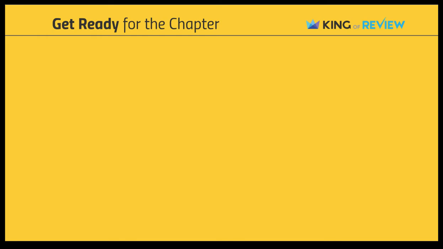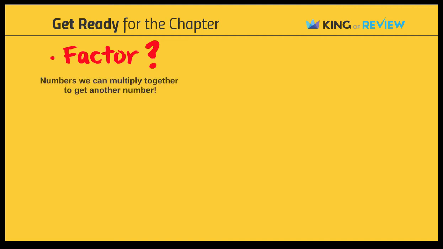Let's get ready for the chapter. Then, what is a factor? What does the factor mean in algebra? Firstly, factors are numbers we can multiply together to get another number. Here, we have an example: 2 times 3 equals 6. In other words, 6 consists of these 2 and 3. It's kind of like a sandwich. Let's say 6 is a sandwich and these 2 and 3 are the ingredients. So we call these ingredients 2 and 3 factors.